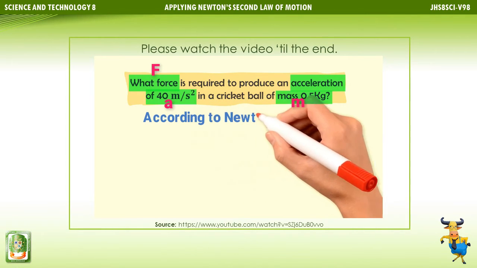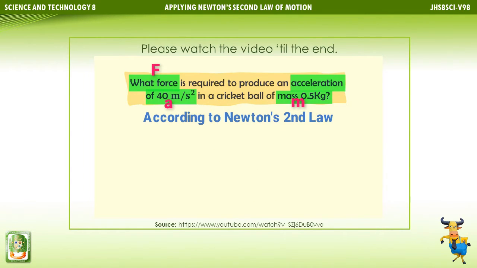Now according to Newton's second law of motion, F is equal to ma, where F is force, m is mass, and a is acceleration.